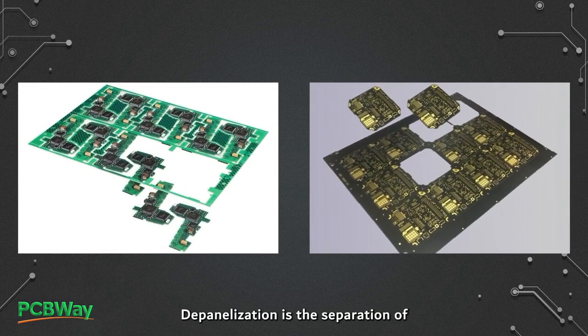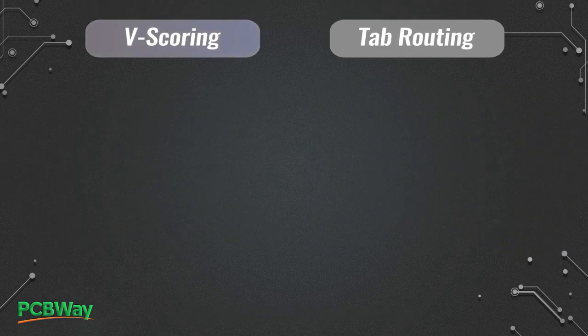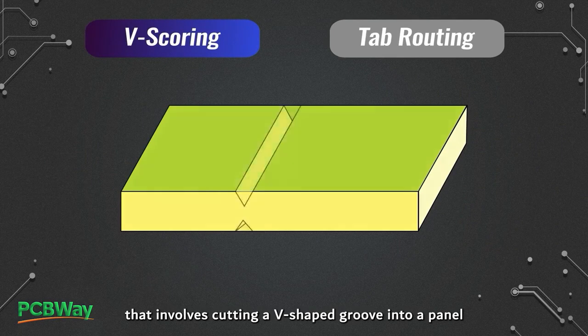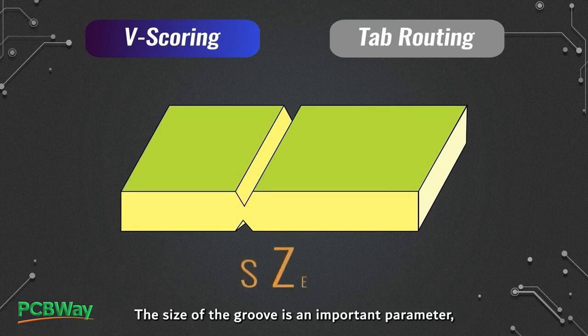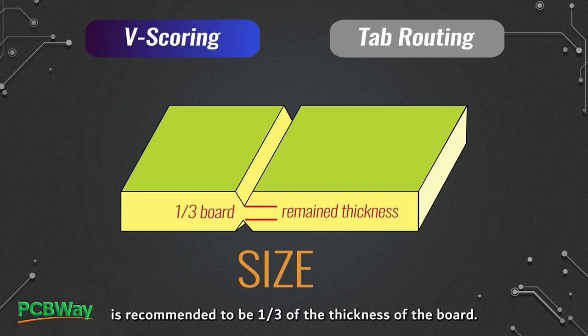Depanelization is the separation of individual circuit boards from the PCB panel. It can be carried out in different ways. V-scoring is a technique that involves cutting a V-shaped groove into a panel to separate the individual boards. The size of the groove is an important parameter, especially its remaining thickness, which is the thickness of the board left between the two inverted V grooves. The most common residual thickness is recommended to be 1/3 of the thickness of the board.